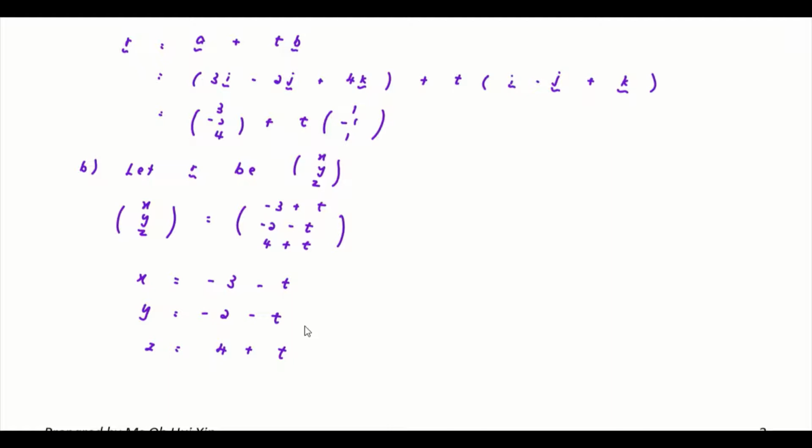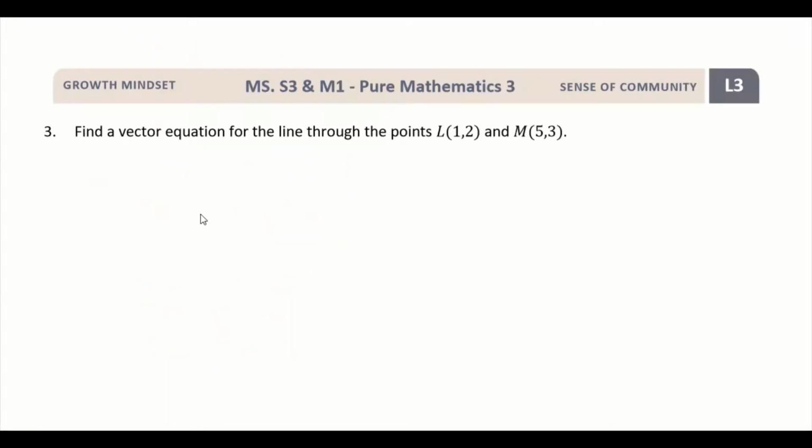All right, so next one, example 3. Find a vector equation for the line that passes through the points L and M, given as (1, 2) and (5, 3) as the coordinates. Now we have some problems here because to form the vector equation, we need one known point and the direction. But the problem here is we have two known points, but we don't have the direction. So we need to find it ourselves.